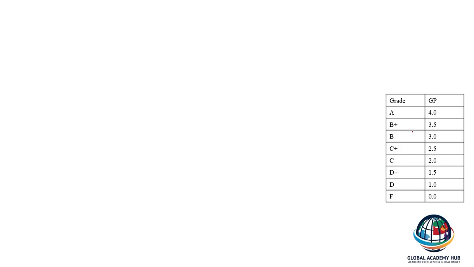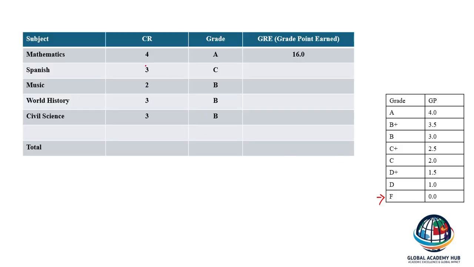So you want to recognize this scale. Take note of what an F is. It's 0.0. Now let's take a look at this particular scenario here. I want you to pay attention to the category here that says credit hours. This is awarded by the institution per subject. So for that semester, for that term, mathematics is 4 credit hours. Spanish is 3 credit hours. Music is 2 credit hours. World history is 3 credit hours. And civil science is 3 credit hours.